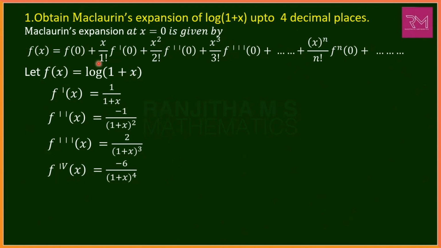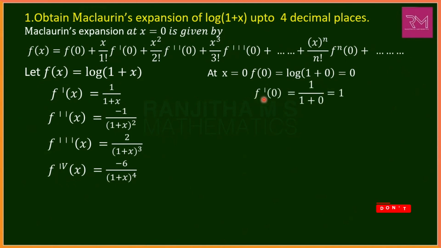After finding all this, we have to find f dash of 0, f double dash of 0, f triple dash of 0 and the 4th derivative of 0. Hence, at x equal to 0, we have f of 0: substituting 0 in the place of x, we get log of 1 plus 0, that is log 1. We know that log 1 value is 0. Similarly, we get f dash of 0: substitute 0 here also, that is 1 by 1 plus 0, which is 1. That is our f dash of 0.